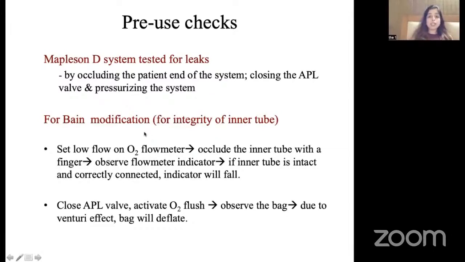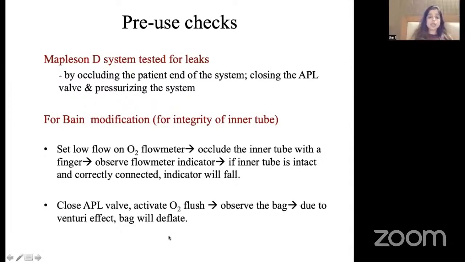For Bain modification, you need to check the integrity of the inner tube. So what you can do is set a low flow on the oxygen flow meter, occlude the inner tube with your finger or with a syringe, then observe the indicator on the flow meter. If the inner tube is intact and correctly connected, the indicator will fall.